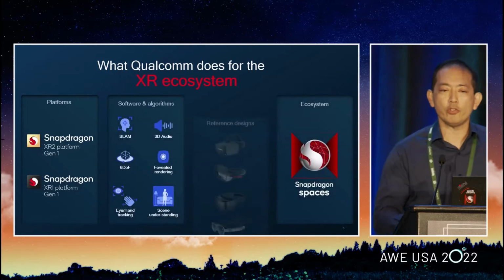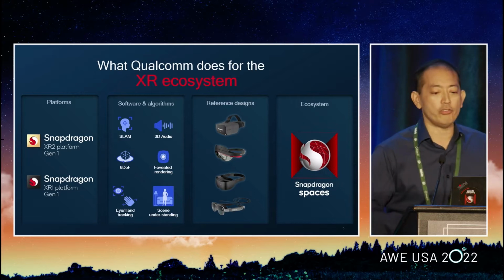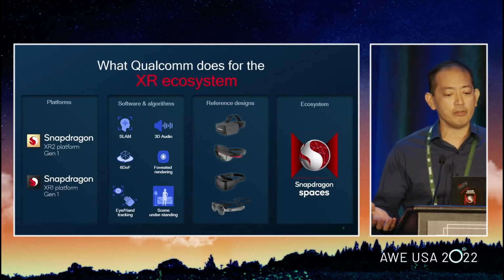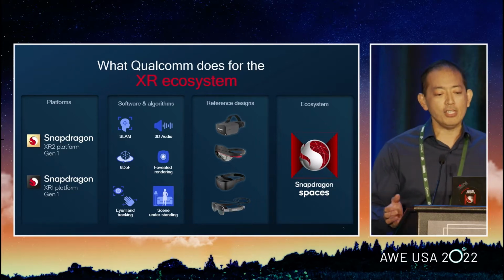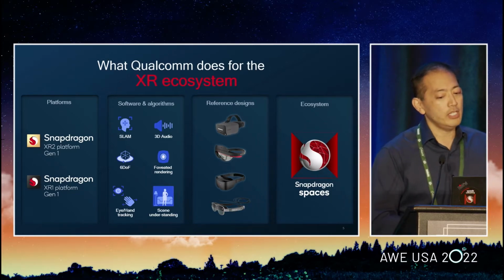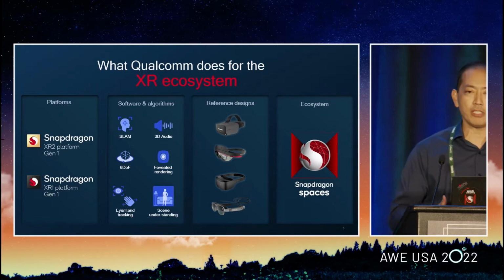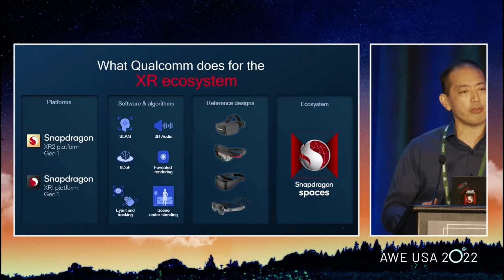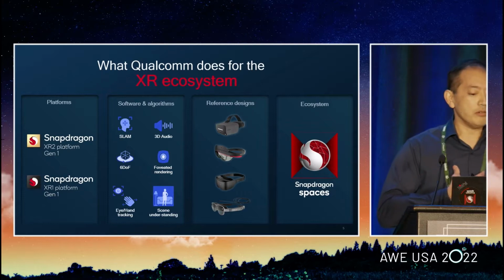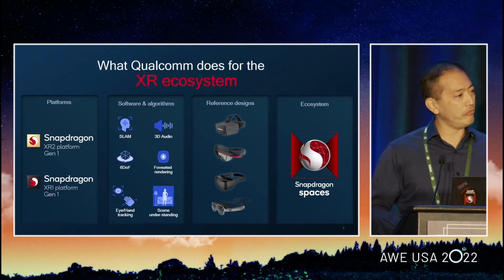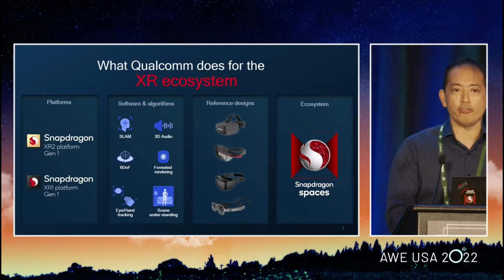So what does Qualcomm do for the XR ecosystem? Well, we start with our XR1 and XR2 chips, which are optimized for AR and VR. To take advantage of those chips, we also provide perception features and technologies through software. And together with our reference designs we provide to our OEMs, ultimately those turn into the amazing end products that you all know and love. And now, today, especially today with our launch, we're fully engaging with XR developers directly through the Snapdragon Spaces XR Developer platform.